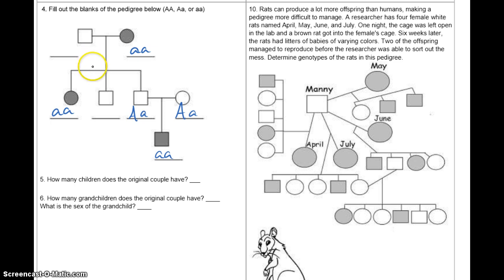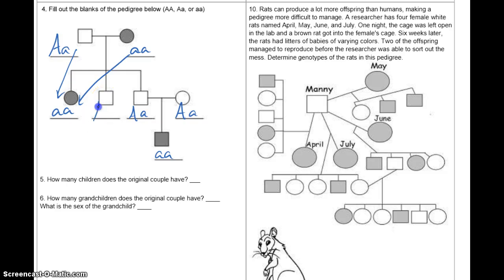Similarly, we know that this individual over here, this girl, got a lowercase a from her mom. And we know that she also must have gotten a lowercase a from her dad, which means there is a lowercase a there. And if we look at her dad, he's not albino, so he must have a capital A, so he must be a heterozygote. And then that just leaves us with one son here in the middle.